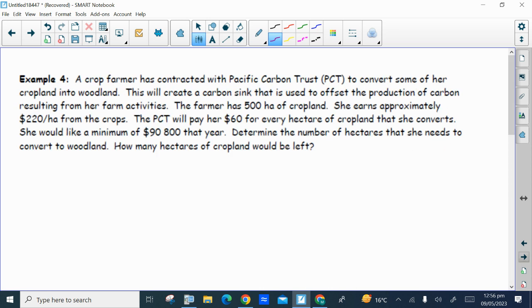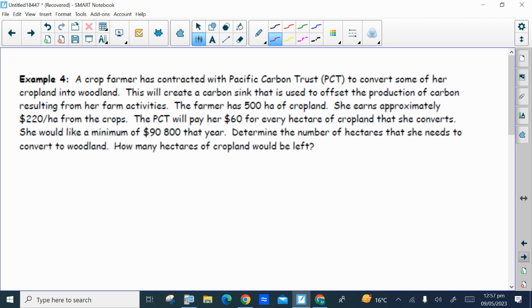All right, number 4. A crop farmer has contracted the Peace Carbon Trust, known as the PCT, to convert some of her cropland into woodland. This will create a carbon sink that is used to offset the production of carbon resulting from her farm activities. The farmer has 500 hectares of cropland, and she earns approximately $220 per hectare for her crops. The PCT will pay her $60 for every hectare of cropland that she converts. She would like a minimum of $90,800 for the year.